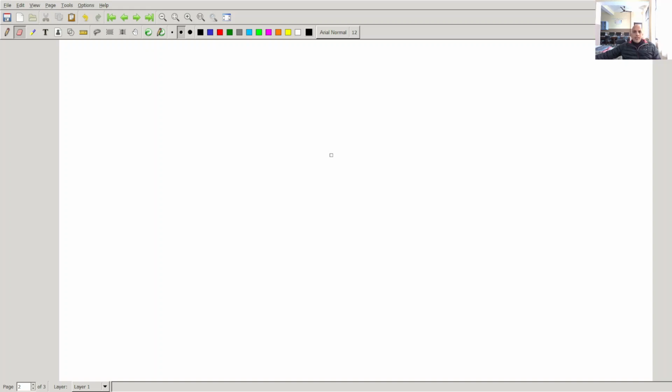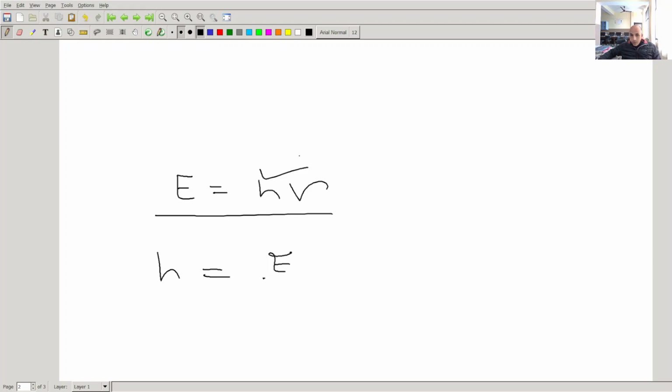E is equal to h nu, right? There was some problem with the pen. So E is equal to h nu, right? So this is Planck's formula. Here, this h is Planck's constant, right? So if I write it in this way, h is equal to E upon nu, right?